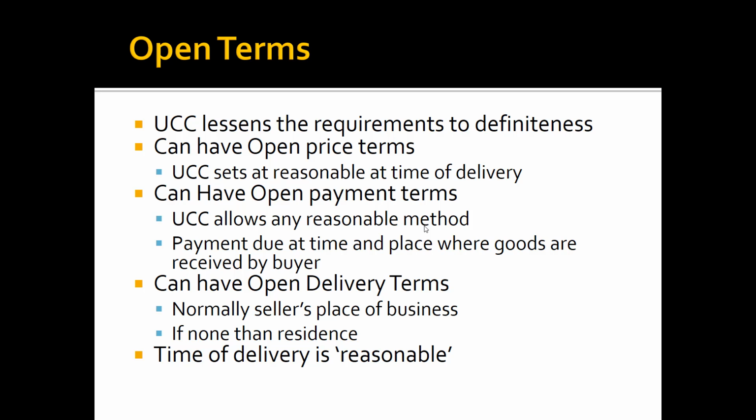It even lets you have open delivery terms. Normally, the place is the seller's place of business. If not, it's a residence. And the time is whatever is reasonable. So you can see the UCC gives you lots of ways that an otherwise fairly vague offer, which might fail under classic contract law, can be interpreted as, yeah, that's fine.